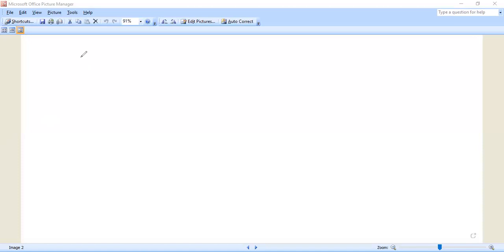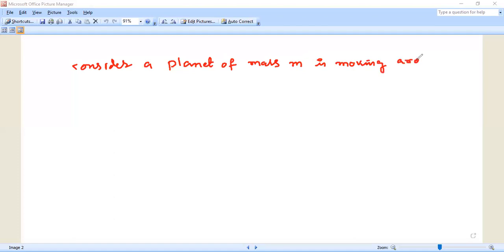So consider a planet of smaller mass m moving around the sun of mass capital M in an orbit. We don't know what that is. So that orbit we have to show is an ellipse.